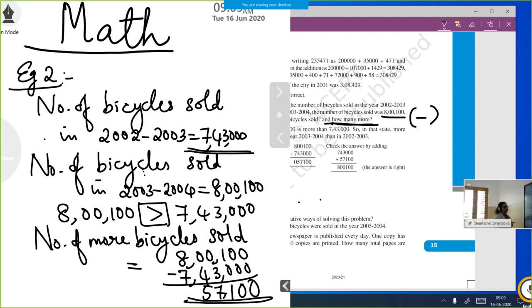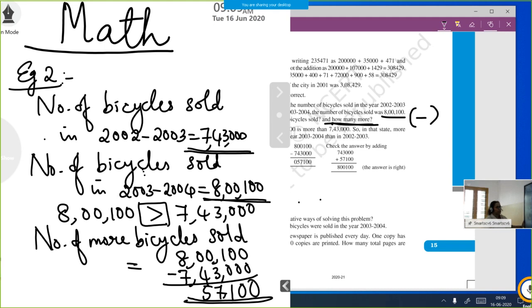Then the number of bicycles sold in the year 2003-2004 is given in the question: 8,100,000. That also teacher wrote. First they are asking in which year the bicycle sold more. That means obviously we know 8,100,000 is more than 7,43,000. So we wrote 8,100,000 is more than 7,43,000.